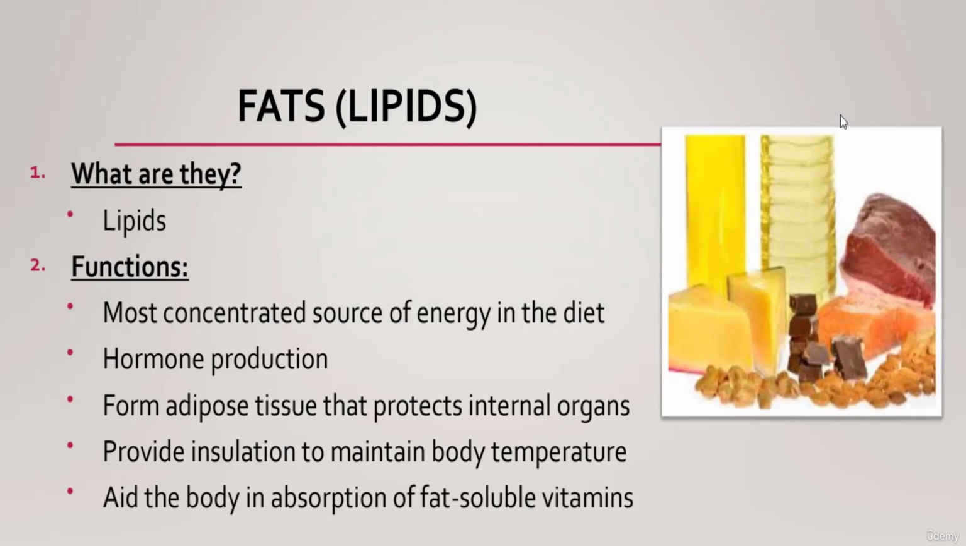Fats, lipids. So what are they? Lipids. So most concentrated source of energy in the diet, right? Hormone production, form adipose tissue that protects internal organs, provide insulation to maintain body temperature, and aid the body in absorption of fat-soluble vitamins. So you can see that lipids are pretty much healthy. That's why it is mostly part of the ketogenic diet, right? The ketogenic diet refers to a high fat and high protein diet, right?